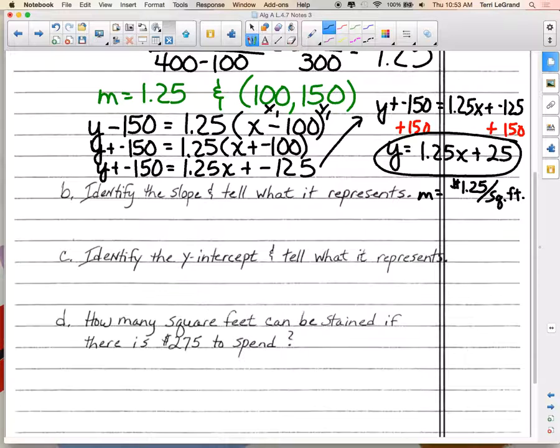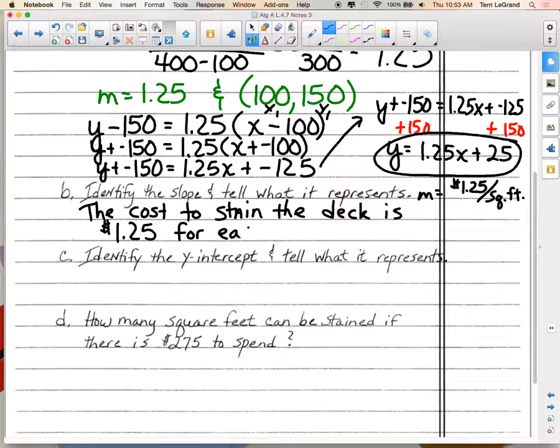So now that'll help us write our sentence. The cost to stain the deck is $1.25 for each. Now we're not going to abbreviate here. Square foot. Cost to stain the deck is $1.25 for each square foot.